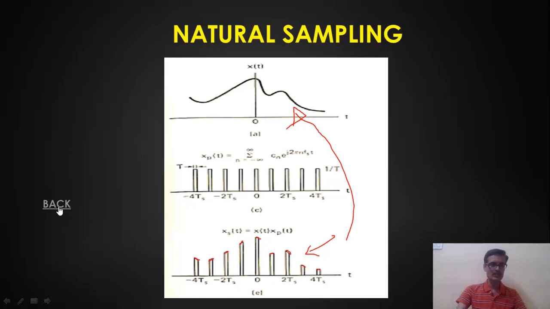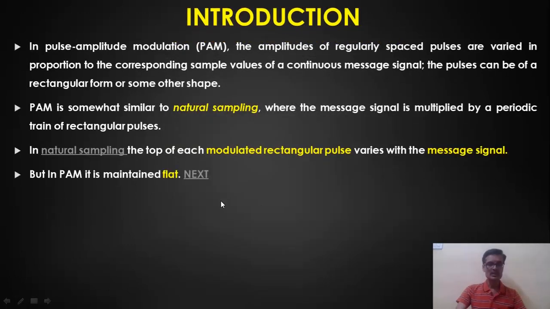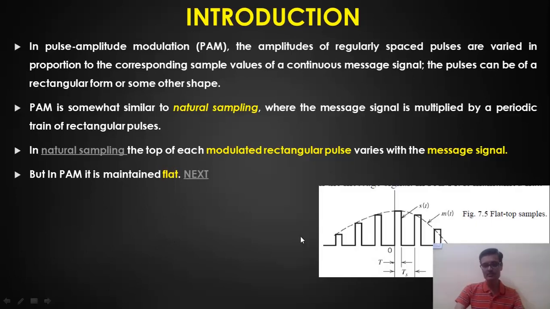Now the second one is something called a flat top sampled signal, which we are going to study in this particular video. The top of each rectangular pulse is maintained flat in this case. Just look at this representation compared to the previous one, where the amplitude of the message signal was following the natural variation of the amplitude of the given message signal, correct?